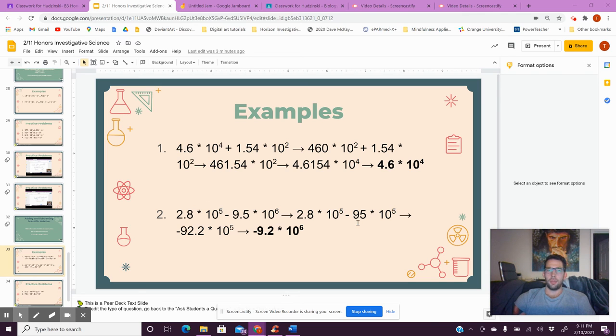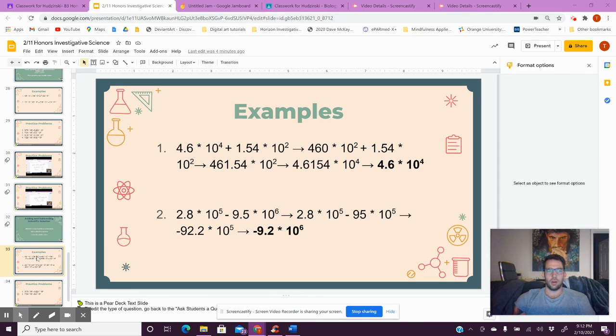That doesn't change. Minus 95 times 10 to the fifth. Okay, that's what changed. I moved my decimal to the right, and when I moved it to the right, I decreased my exponent by 1. So 2.8 minus 95 is going to give me negative 92.2 times 10 to the fifth. I fix my scientific notation by moving my decimal point to the left. When I do that, I'm going to change my exponent here as well. So I end up getting negative 9.2 times 10 to the sixth.